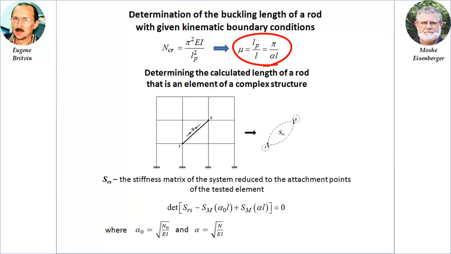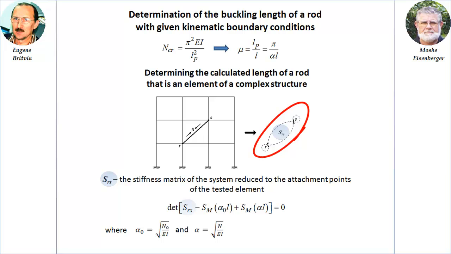The buckling length coefficient is the ratio of the buckling length of the rod to its physical length. But what if the rod is an element of a complex structure? Consider the structure shown in the figure. Let us want to find the buckling length of the rod attached to nodes R and S. To do this, it is necessary to construct a stiffness matrix of the system, reduced to nodes R and S. Denote this matrix as SRS.